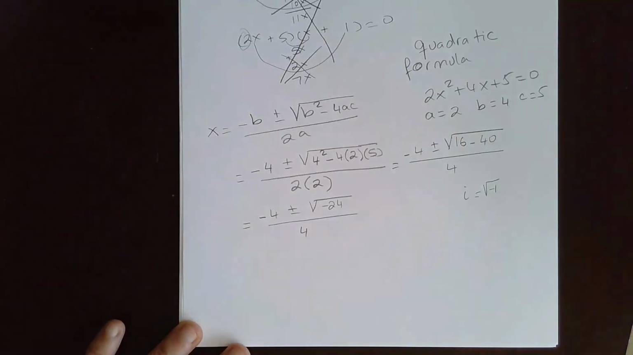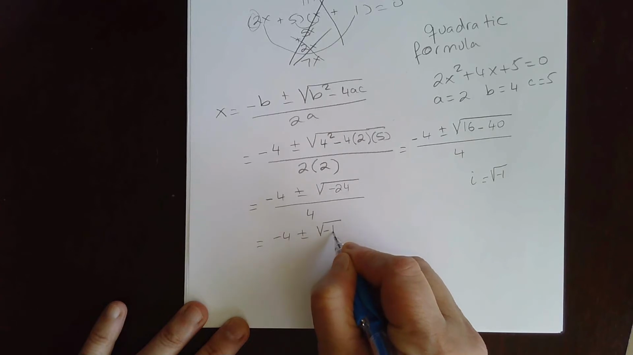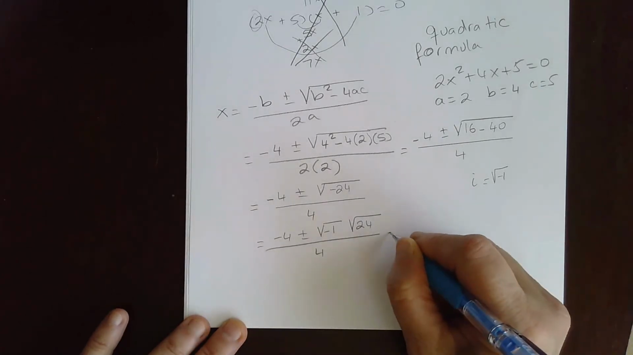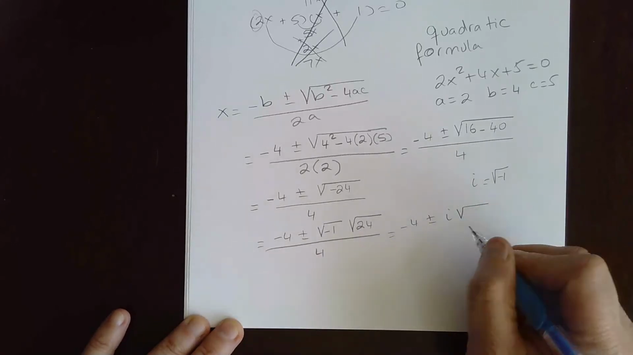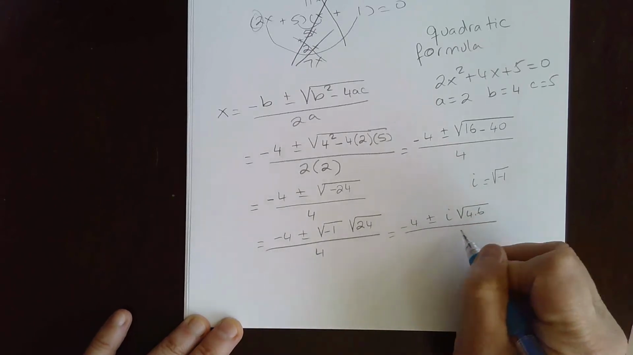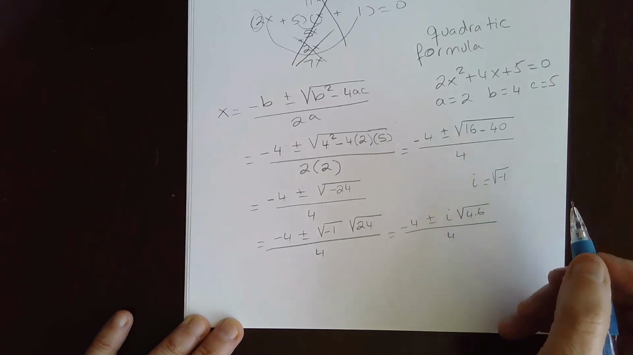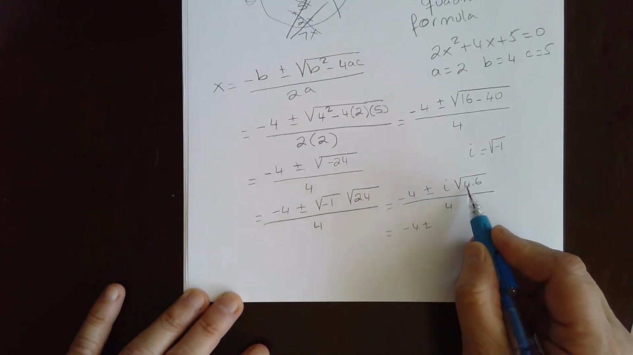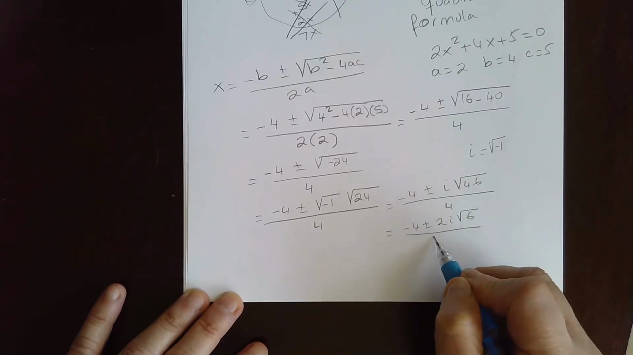So I need to rewrite this. I have negative 4 plus or minus the square root of negative 1 times 24, over 4. And that would give me negative 4 plus or minus i times the square root of 24. Let's rewrite 24 as 4 times 6. Why? Because the 4 comes out as 2. So then we have negative 4 plus or minus 2 times i, square root of 6. The 6 does not come out. All over 4.